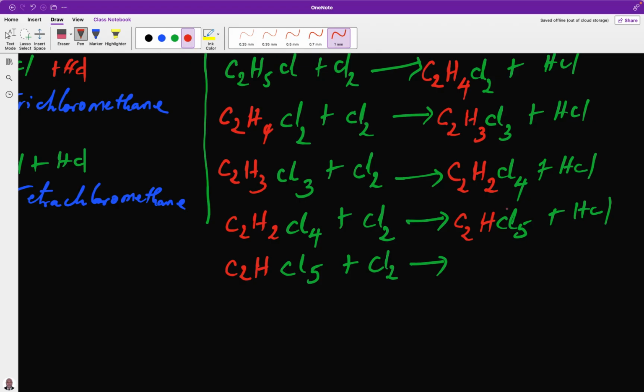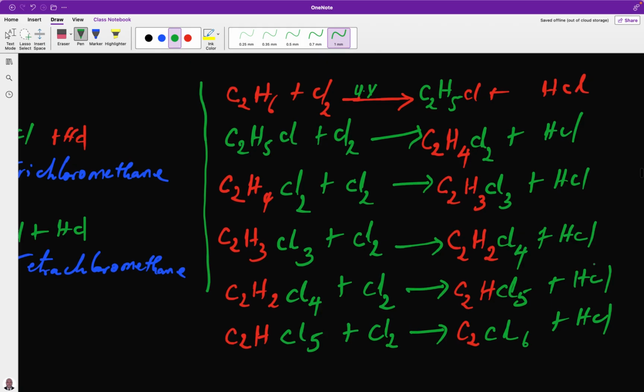Now we have finally substituted our hydrogen atoms as they appear here. C2, no more hydrogen, because one of the chlorine is coming to substitute it. So we now have C2, no more hydrogen, Cl, C2Cl6 plus HCl. So if you look at it, you see how the whole thing goes.